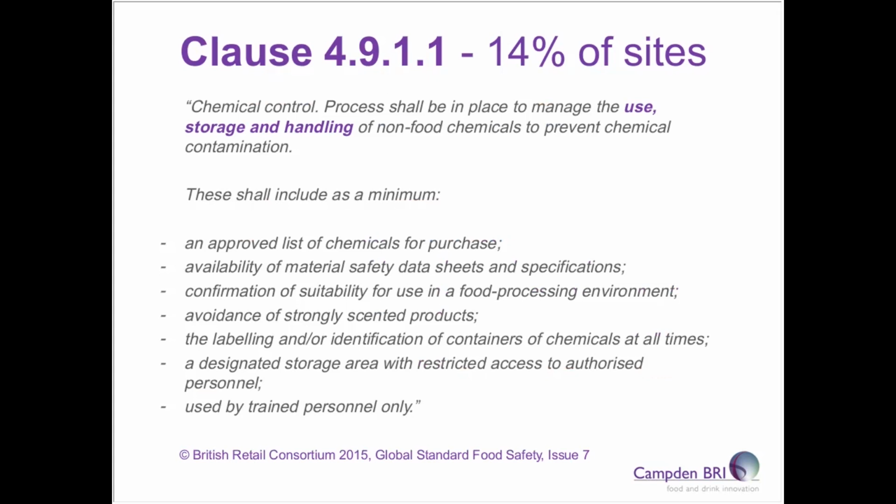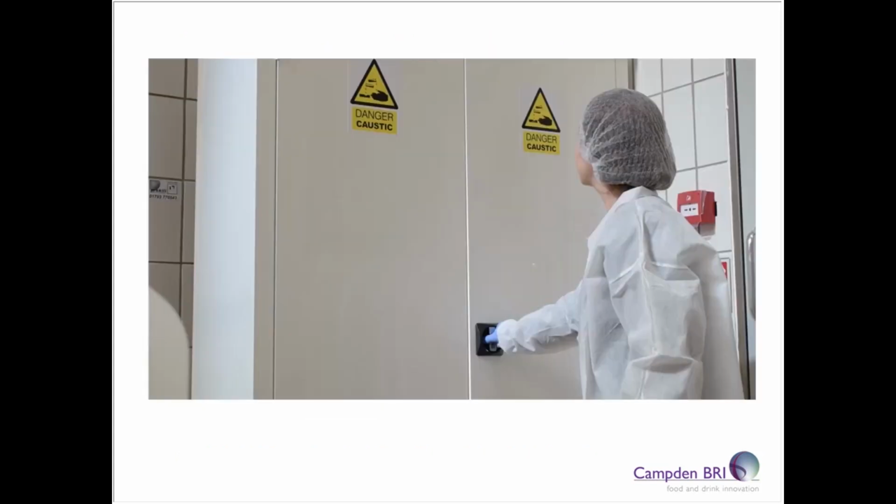This shall include as a minimum an approved list of chemicals for purchase, availability of material safety data sheets and specifications, confirmation of the suitability, the avoidance of strongly scented products, suitable labelling at all times, designated storage areas, and use by trained personnel only. The chemicals should be locked and labelled, and any intermediate containers that the chemicals may be stored in need to be well controlled and maintained and well labelled so that we don't mix up any chemicals.